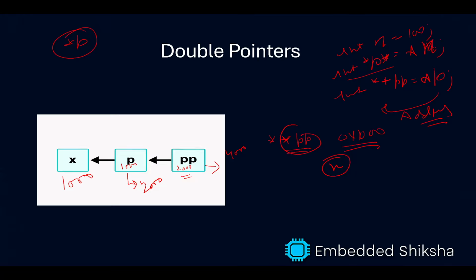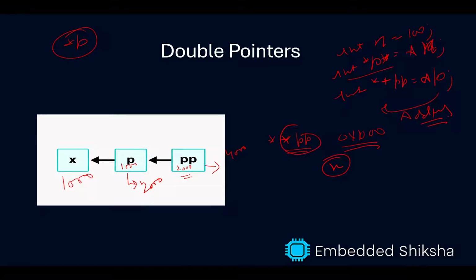Which means if I use a single dereference operator with this double pointer, it will give me the address of pointer p, which is a single pointer. If I do a double dereference on it, it will go one more step ahead and give me the value of this integer x.